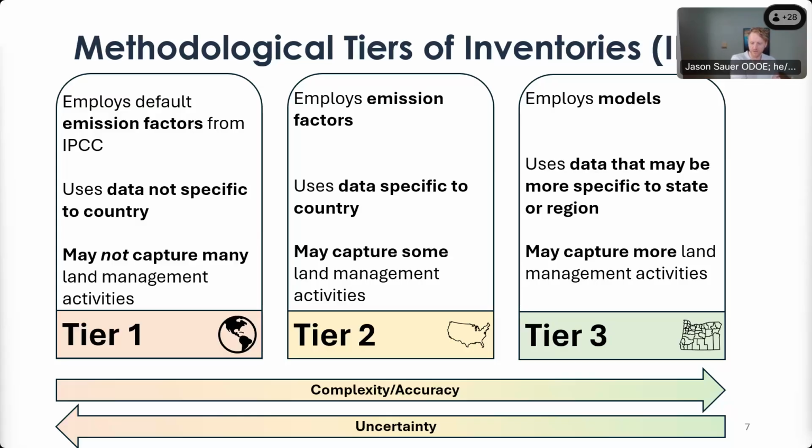And so again, these tiers represent different levels of methodological complexity, accuracy, and uncertainty. And in general, if you look at the arrows on the bottom, complexity and accuracy generally increase from tier 1 to tier 3.